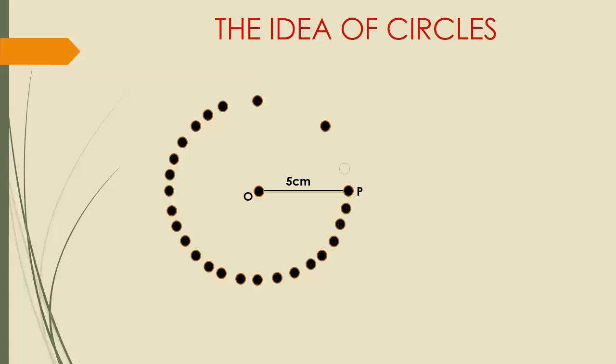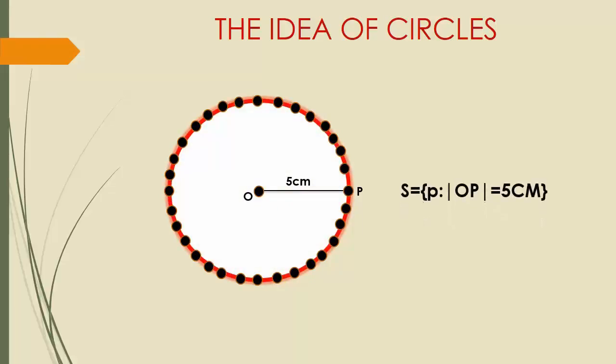Now, what shape are we forming? We can find out that it is a circle. So with this, we can define a circle as a set of points which are all equidistant from a fixed point, which is the center. And in case of our circle, the fixed point is O and the equidistance is what? 5 centimeters.